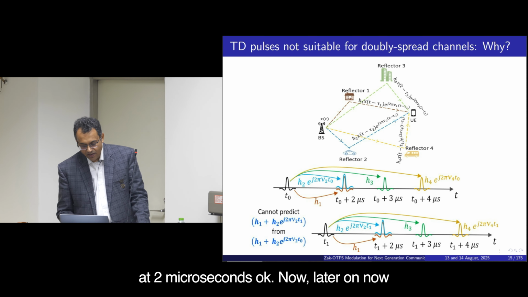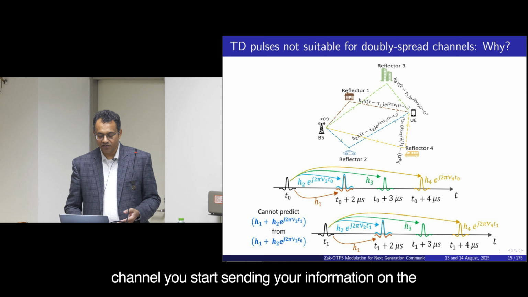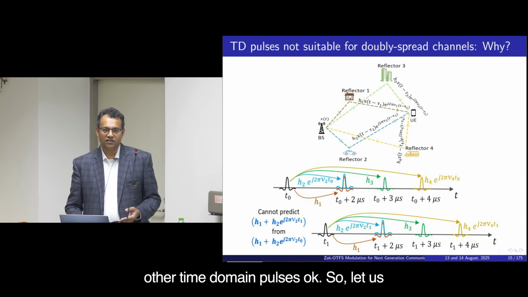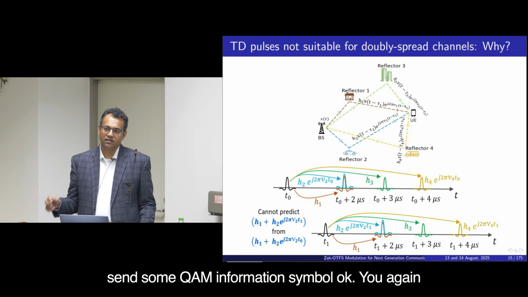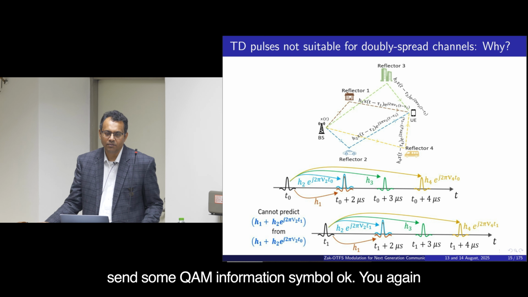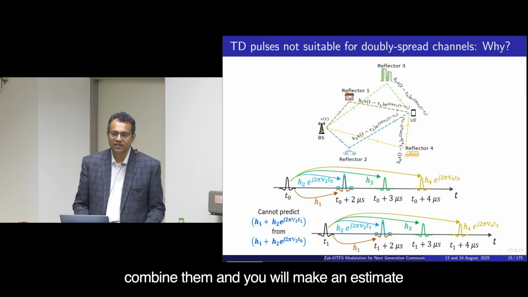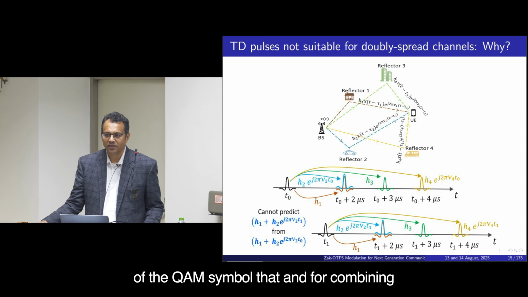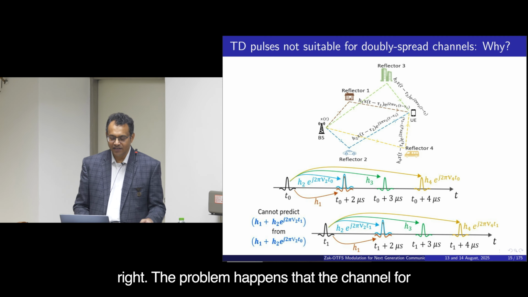Okay? Now later on, now that you have sensed and estimated the channel, you start sending your information on the other time domain pulses. Okay? So let us say on this pulse at time t1, you send some QAM information symbol. Okay? You again receive 3 reflections. Okay? And obviously you will combine them and make an estimate of the QAM symbol, and for combining them you need to know the channel estimate, right?